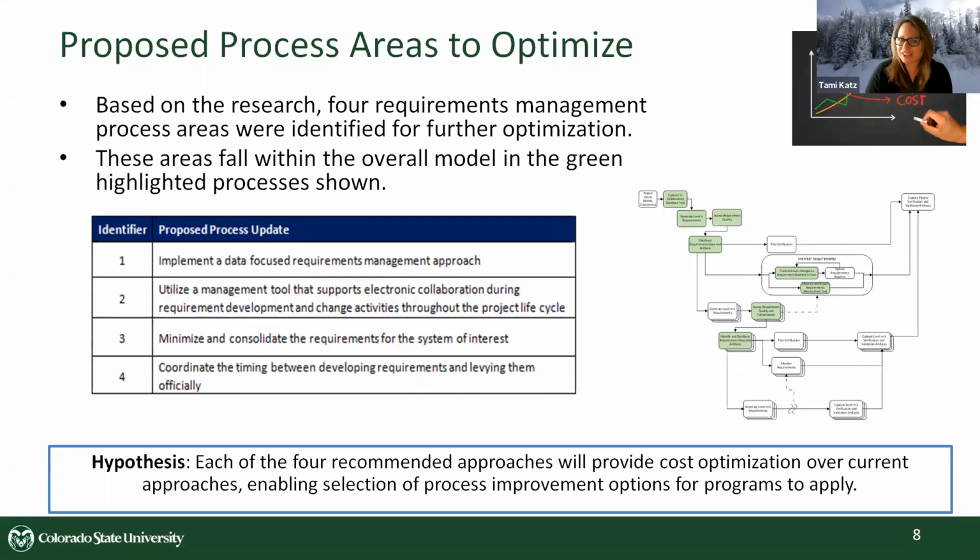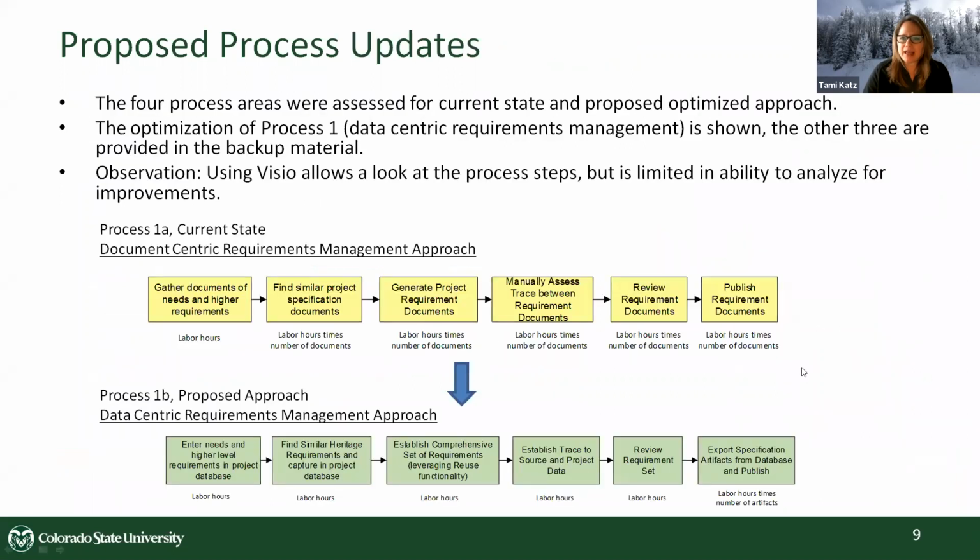That's another one that deals with requirement quality and quantity, and coordinate the timing between your development effort and levying your requirements officially. So I ended up making process models of each one of these, and I looked at the current state and I looked at the proposed optimized approach of my hypothesis. So in this, you'll notice the current state are always colored yellow. I kind of use that as a way to say, warning, this may not be the best approach. And all my proposed ones are shown green, which is, I'm thinking this is a better approach.